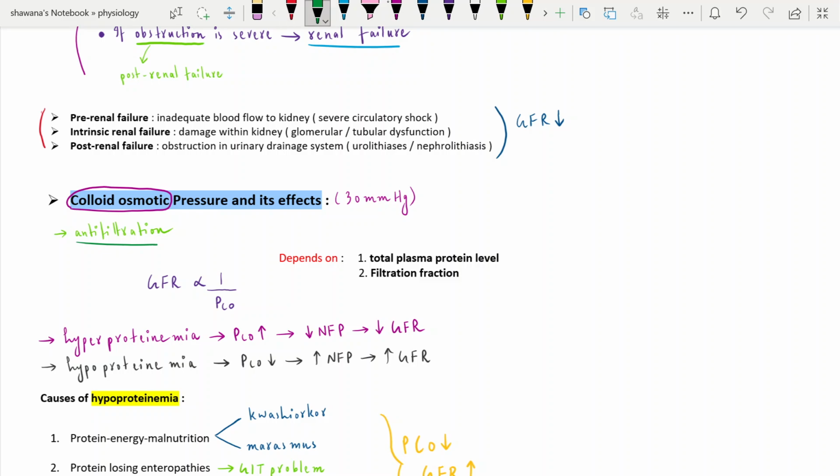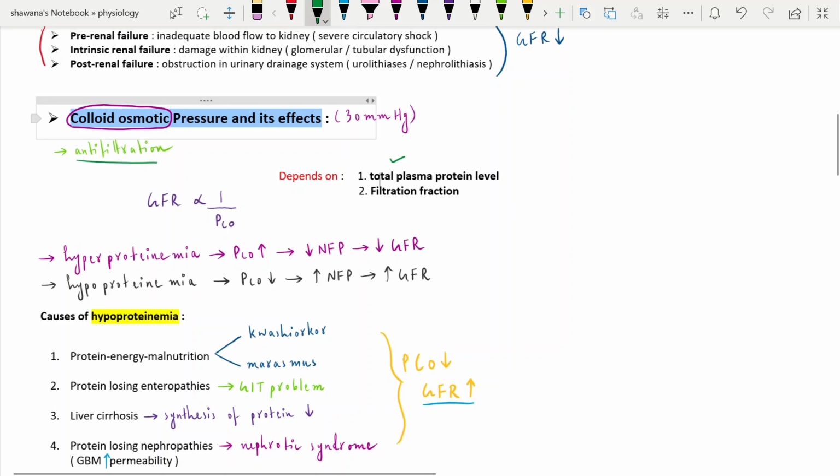And this pressure depends on two things. First of all, because it is due to the plasma proteins, it will obviously depend on plasma proteins. And the second is the filtration fraction. We'll discuss them one by one. First of all are the proteins. I have written like this because it is inversely proportional to the GFR. It is an anti-filtration force, anti-filtration pressure.